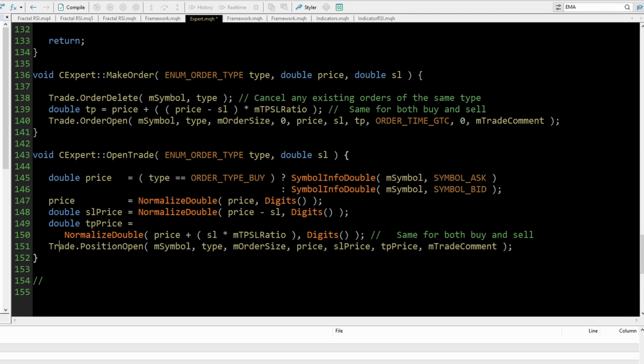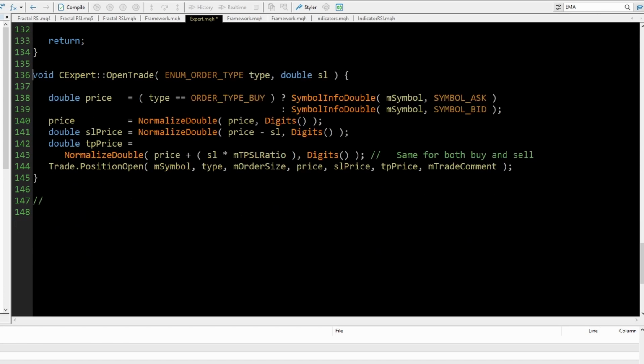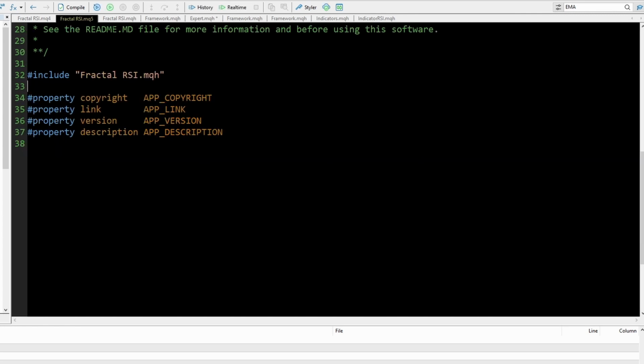And then using the trade object, which again I mentioned in the framework videos, and there will be links for that. Trade.positionOpen, symbol, type, order size, price, stop loss price, take profit price, and the trade comment. And that replaces this make order function. And that will now implement the change such that I trade on a bar closing above or below those defined levels. Let me go back and compile that again.